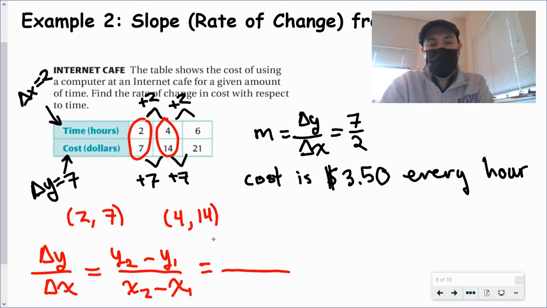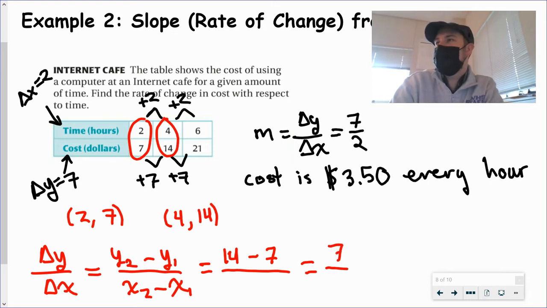I take my y2, the y value of my second point, which is 14, and I subtract the y value from my other point, y1, which is 7. That's going to be my change in y. No surprise, the change in y is 7. We kind of already eyeballed that one and figured it out earlier.